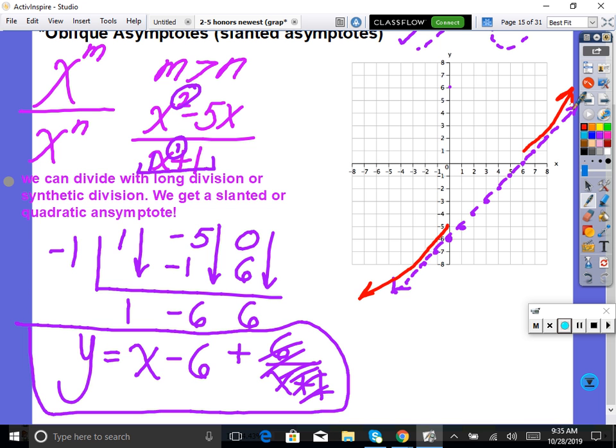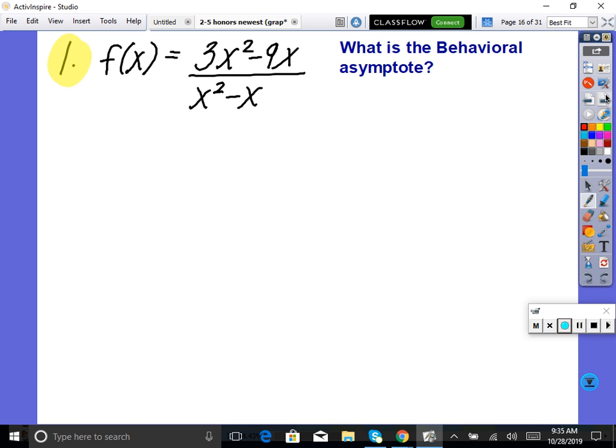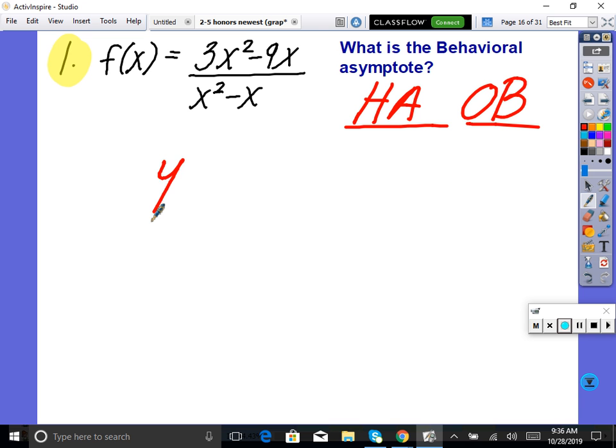Okay, awesome. Here we go. This is number 1 on your homework. We're going to determine the behavioral asymptote. So that means, is it horizontal or is it oblique? Well, let's go look at our degrees. These come from the degree. Degree on top and bottom are the same. Therefore, we divide our leading coefficients. So our horizontal asymptote is at y equals 3.